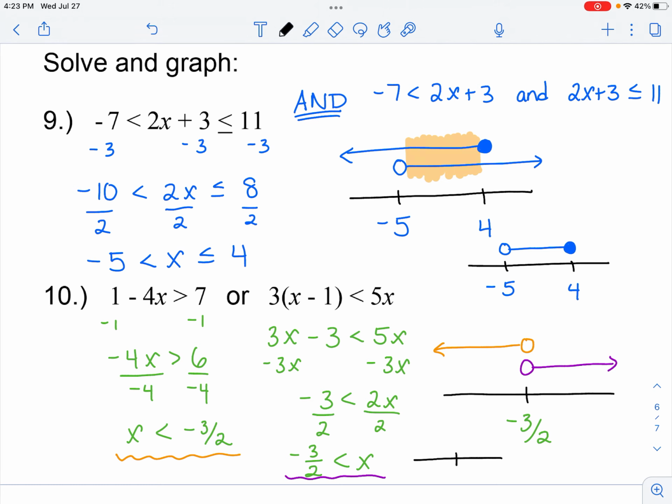So I'm going to draw a smaller number line here with my negative 3 over 2 marked. I'm going to have an open circle and arrows pointing in both directions. Okay? There are a lot of special cases when it comes to these compound inequalities. I'm sure it's something that we will discuss before you go ahead and take your first assessment.